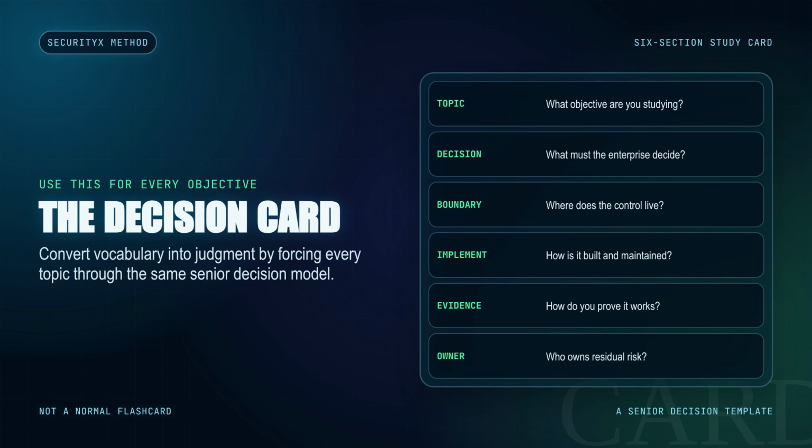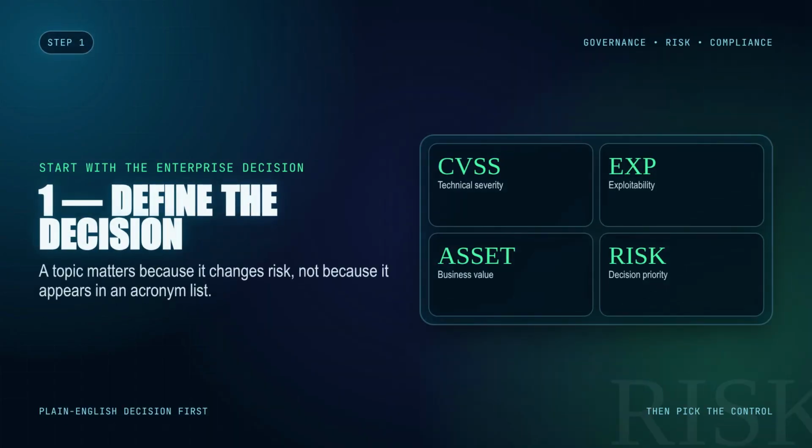The first question is, what decision is the organization trying to make? This is where governance, risk, and compliance enter the study process. A topic is not important because it appears in an acronym list. It is important because it changes risk.